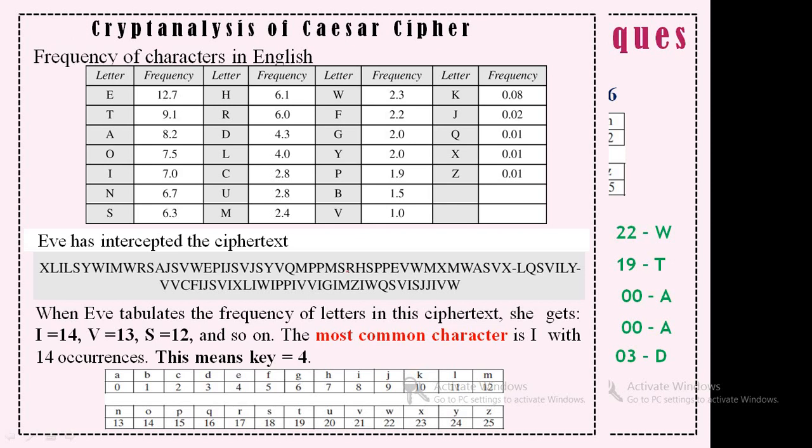You check in the ciphertext itself, X, L, I, L, S, W, W, I, M, W, whatever the ciphertext is, the number of times I has appeared. So that's 14. Now you go to the table. In the table, which frequency is closest to 14? That is E, because 12 point something is there. Right? So 12.7 is E. You go back to the table and find out which key maps to E, which is 4. So we are assuming that E might be 4.